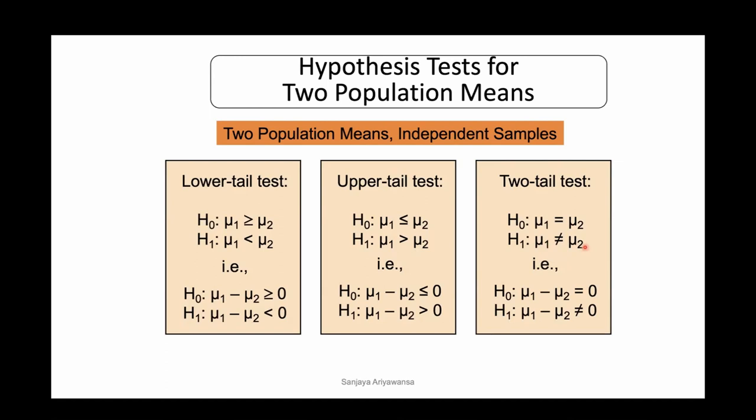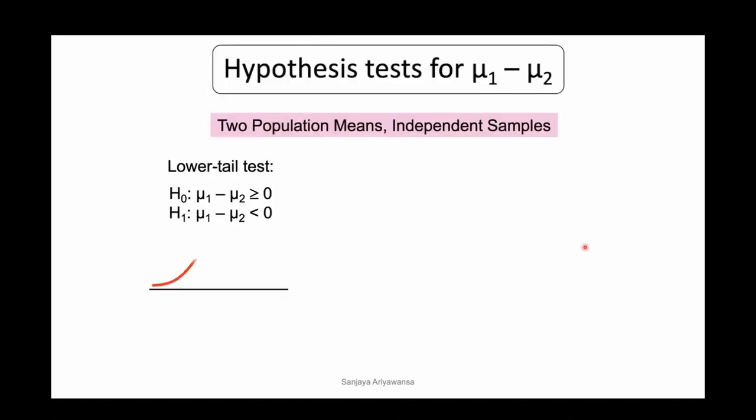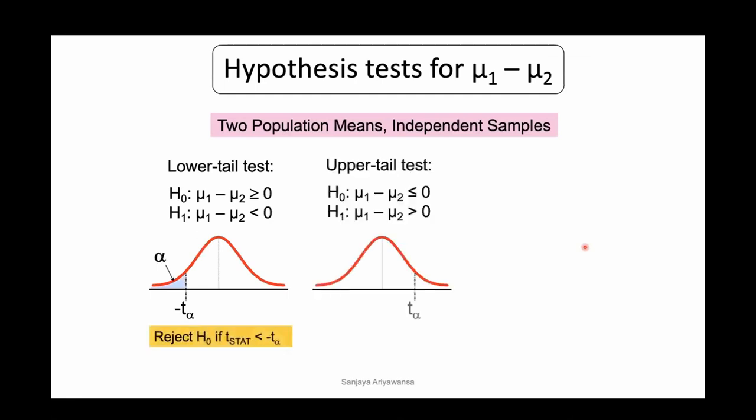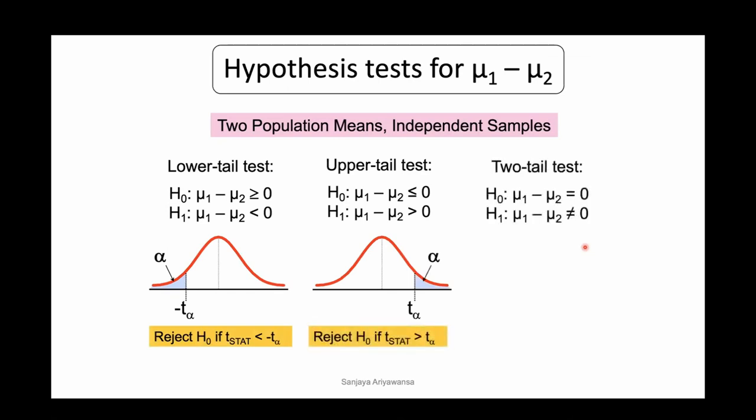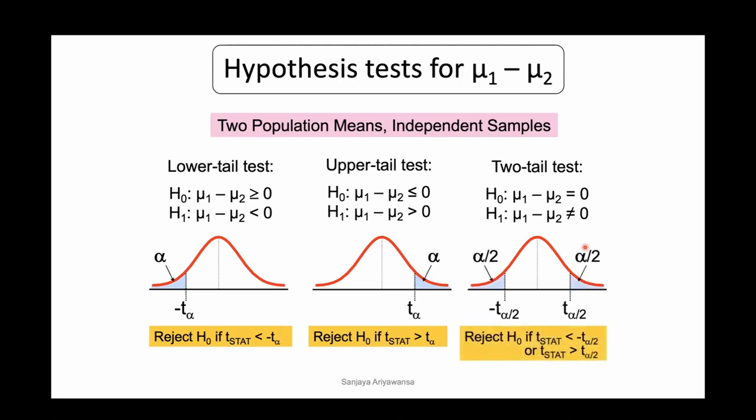How does this look visually? All things that you know, just that there's a difference in how you state the hypothesis because there are two samples, for your lower tail test, for your upper tail test, and then for your two-tail test. So remember, we are using the t-test statistic. Why is that? Because in all these scenarios, we do not know the population standard deviation. So that is why we are using the t-test statistic.